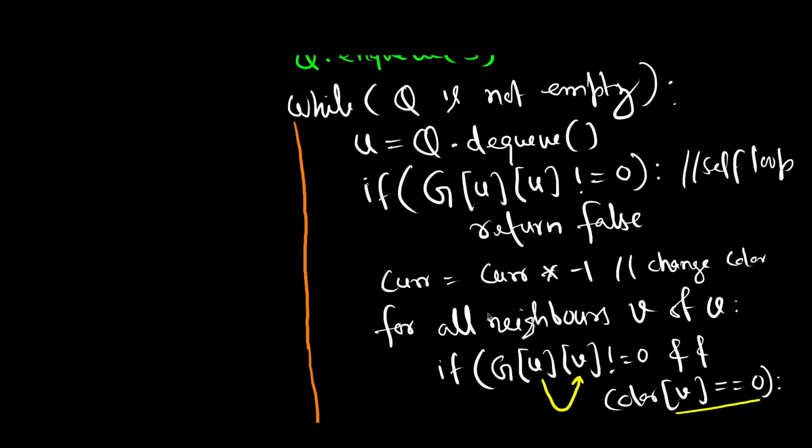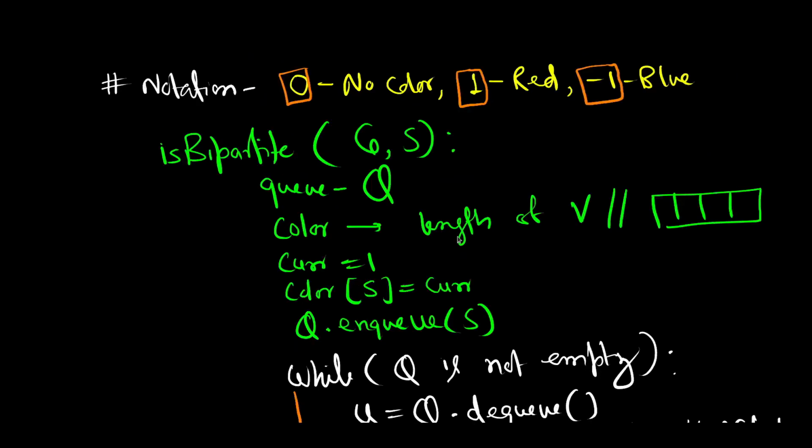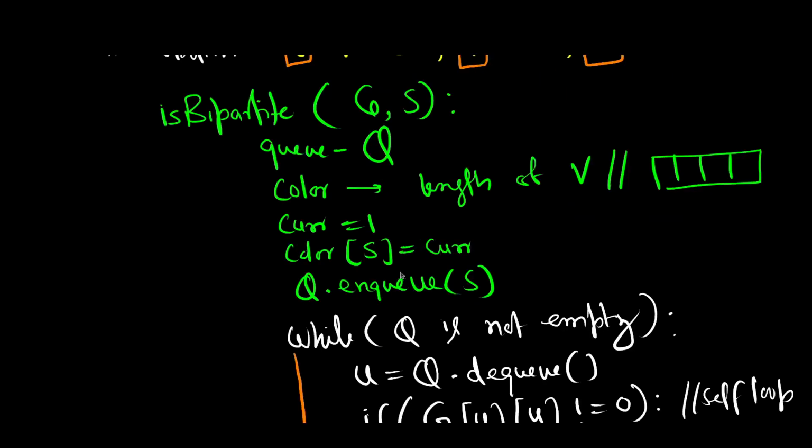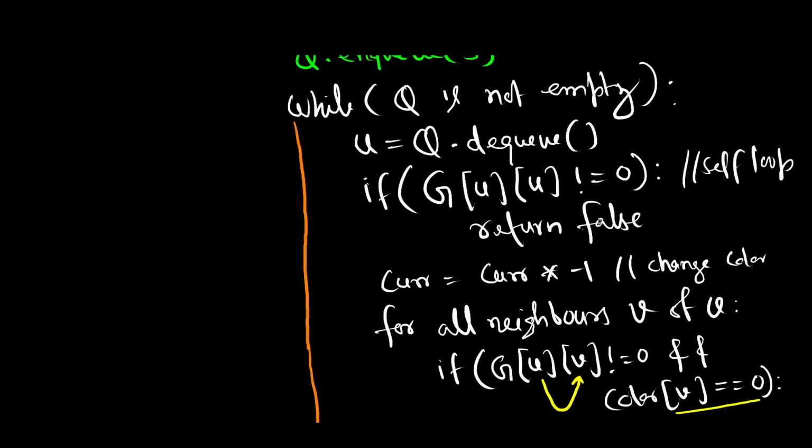You can see it in the PDF that I will provide you. Here I have written in large font, so I am not able to show it at once. But you can see what we are doing here. We are basically taking a queue, taking an array color, assigning a current color which is 1, putting the source node inside the queue. Then, till the queue is not empty, we are dequeuing one by one and checking if there is a self loop or not.